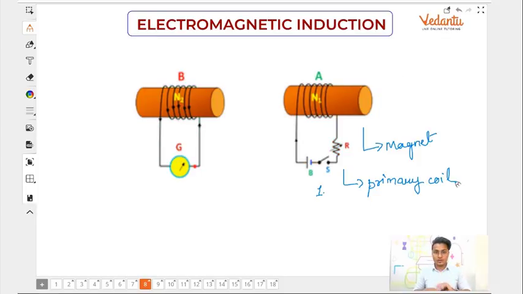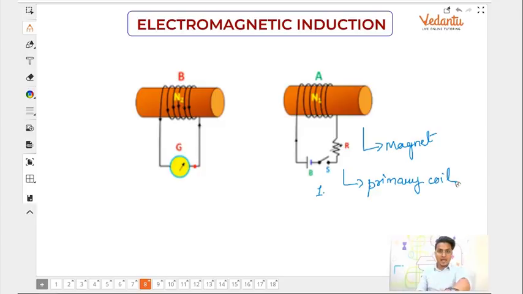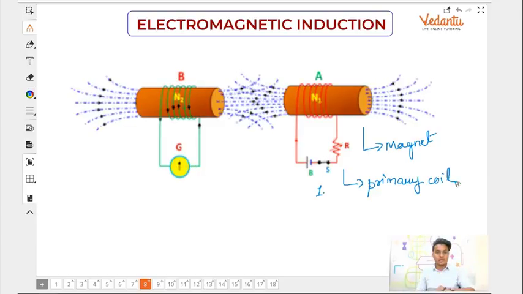Now he thought if a magnet can produce a current there, then this magnetic field must also produce a current here. That's what he thought. Correct? And he actually found it out, and that was completely correct. How did he do it?